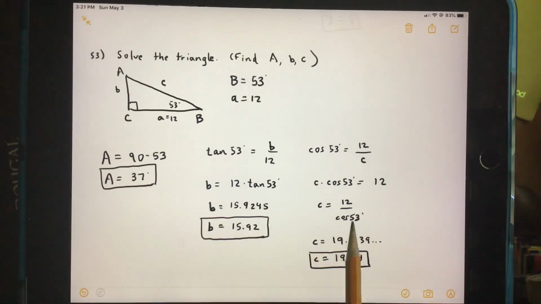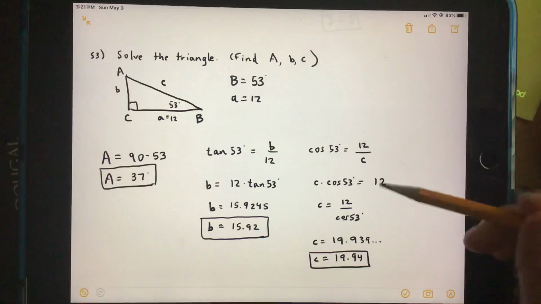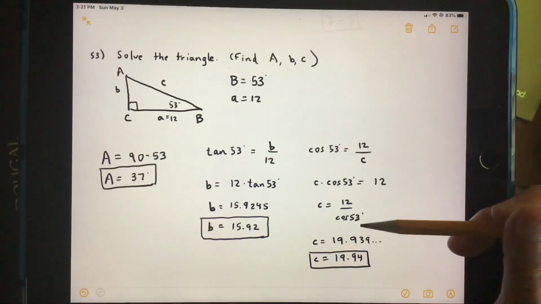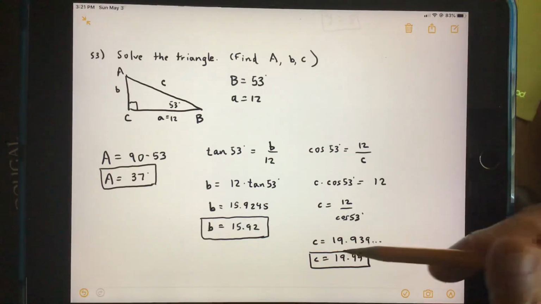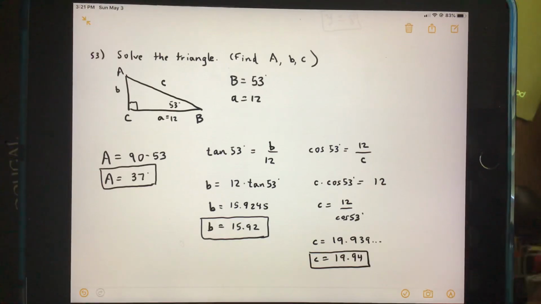Sometimes your trig function ends up in the denominator, sometimes it doesn't. It depends on what your ratio is, and you have to write the ratio in the correct order. Using my calculator at this point, 12 divided by cosine of 53 degrees gives me 19.939 and some other digits past that. Rounding off to the nearest hundredth, c will be equal to 19.94.